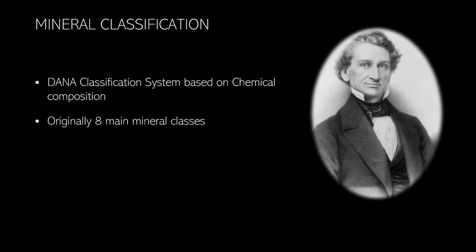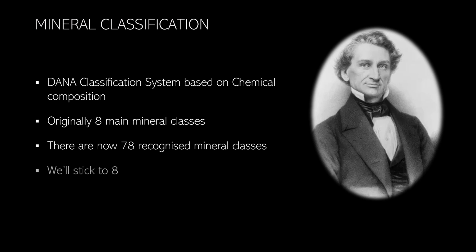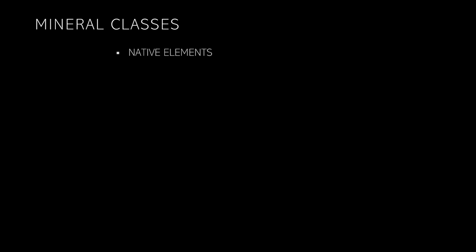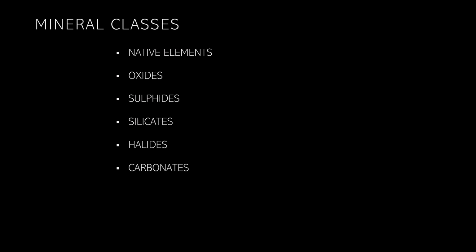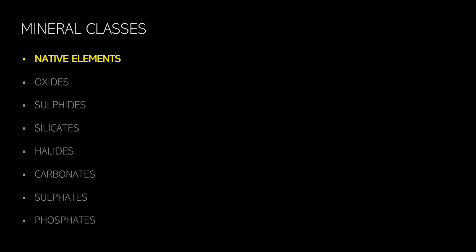The original Dana classification was based on 8 specific mineral groups and has stood the test of time. However, there are now 78 classes of minerals in Dana's classification, including many obscure ones. Thankfully, most of those you'll find in the field in the UK fit into one of the original 8. So what are they? Native elements, oxides, sulfides, silicates, halides, carbonates, sulfates, phosphates. Okay, now let's look at each of them in a bit more detail, and I'll include some examples.